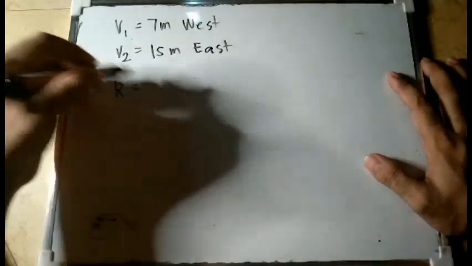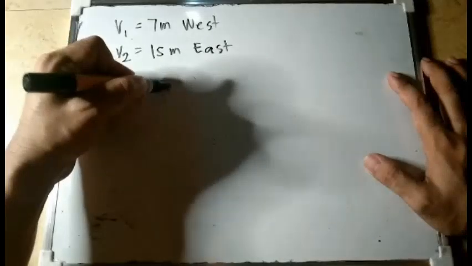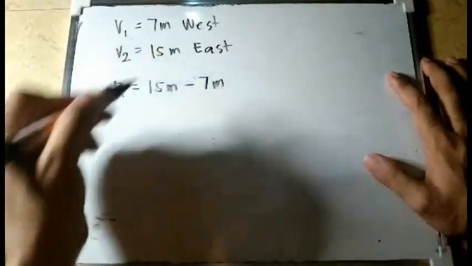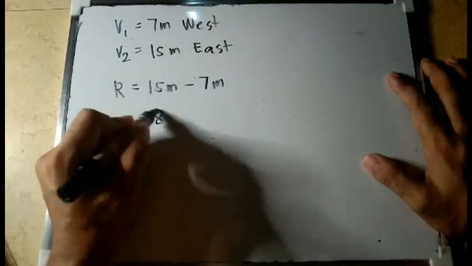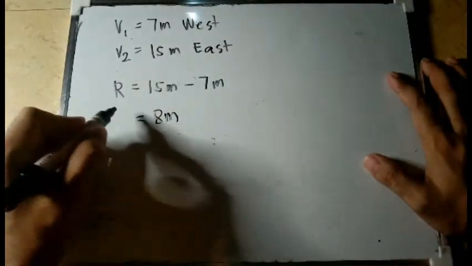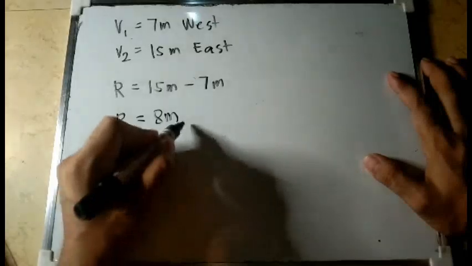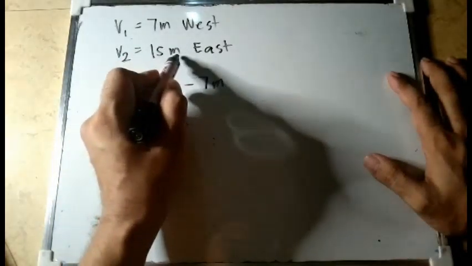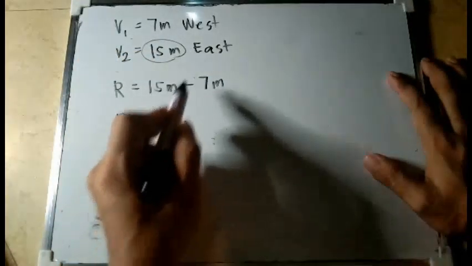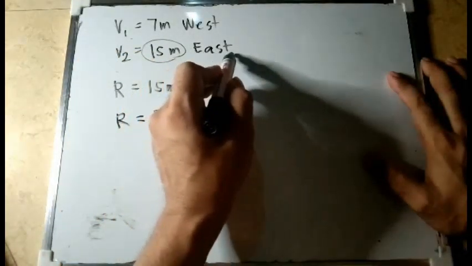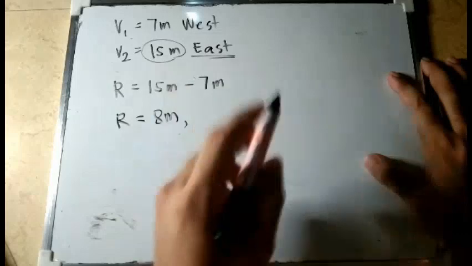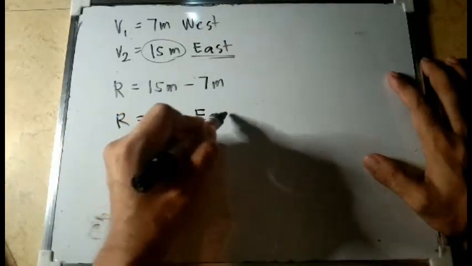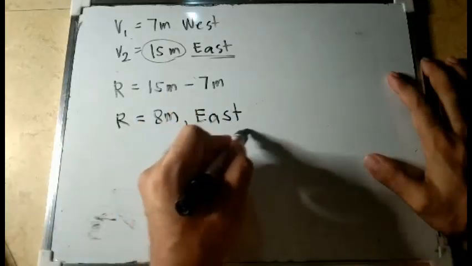Okay, so kunin natin yung difference with 15 meters minus 7 meters. So we have 8 meters. And then, para dun sa direction natin, kopyahin nyo lang yung may pinakamalaking value ng magnitude. So, this one, di ba? Siya may pinakamalaking value ng magnitude. So, ito yung kokopyahin natin para sa kanyang direction. So, we have 8 meters east. Okay? So, that's it.